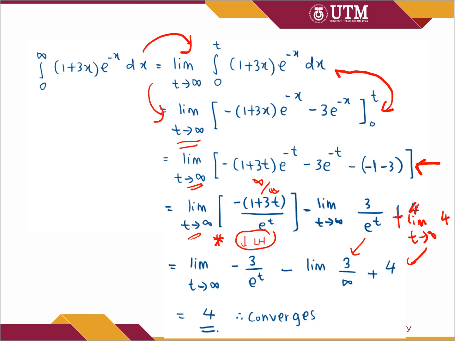So now we can solve the first part here, where we get negative 3 over infinity, which is equal to 0. So your final answer would be equal to 4. And you can pause this video and try this out by yourself. Make sure that at the end you get the same answer as mine. Okay, so that's all for L'Hopital's rule.